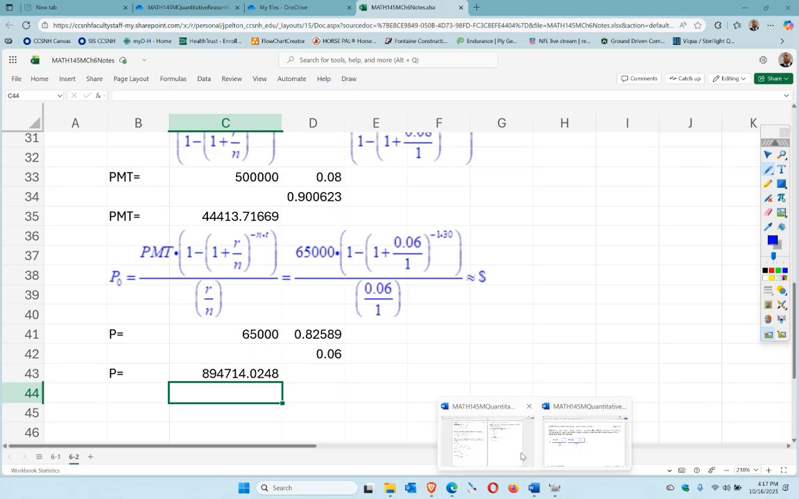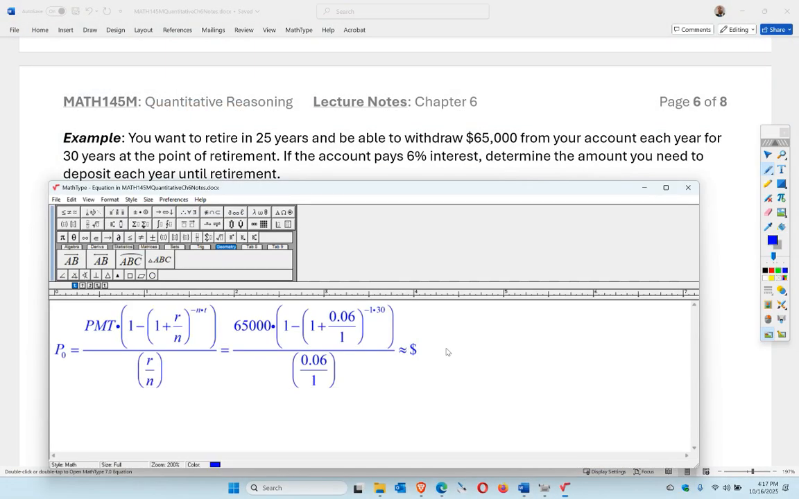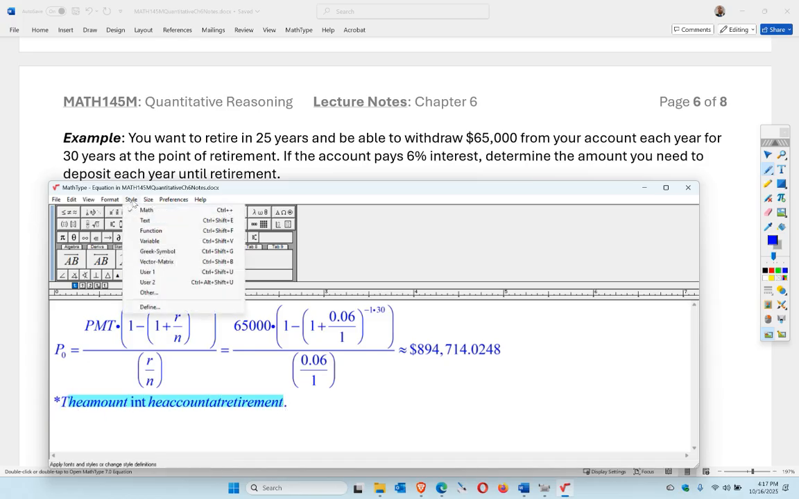So 897140248. Okay, let's go back to my sheet here. And I get 894,714.0248. So the question is, what is this? This is the amount in the account at retirement, right? I'm going to do this and do style text.